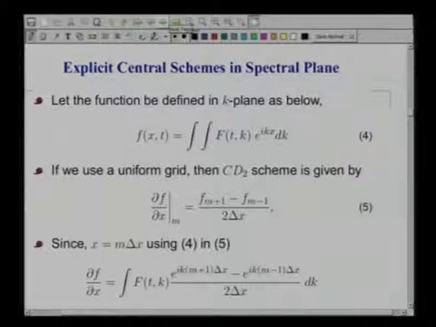Now, if I want to view these central schemes in the k plane, I can represent a function, let us say f of x and t, in this hybrid manner: retain the time dependence as it is, and introduce k instead of x, and then perform this integral.